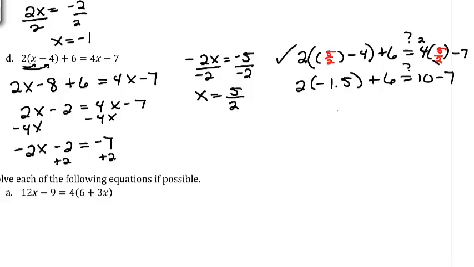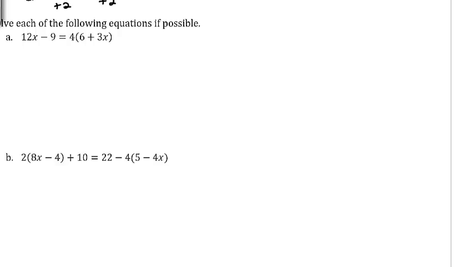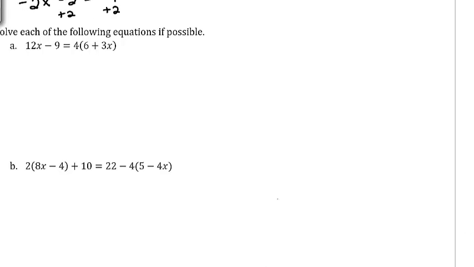And you can do that on your calculator as well. And so 2 times negative 1.5 is going to be negative 3. And 10 minus 7 is 3, and negative 3 plus 6 is also 3. So we did get a true statement, and our solution worked. So just two more problems to solve here.